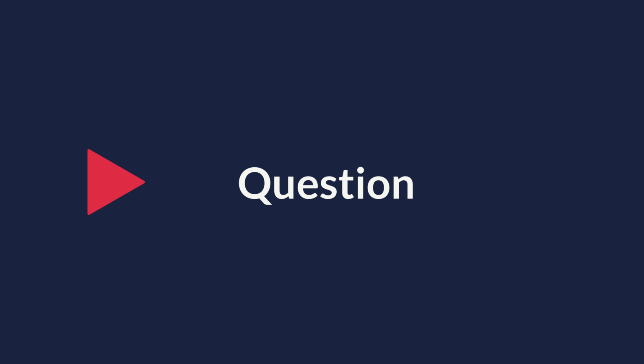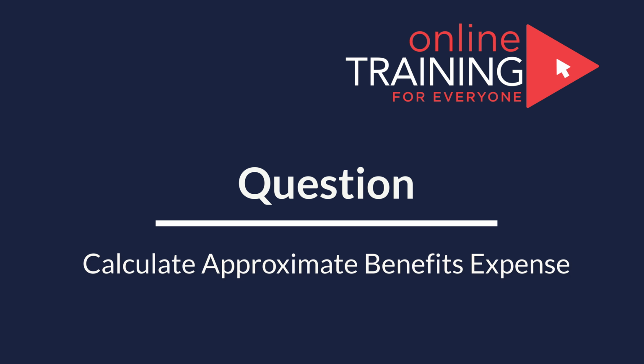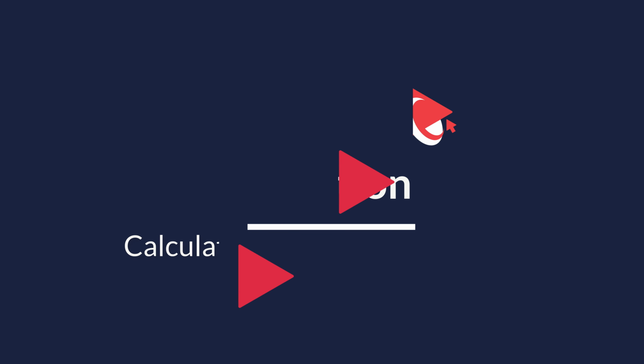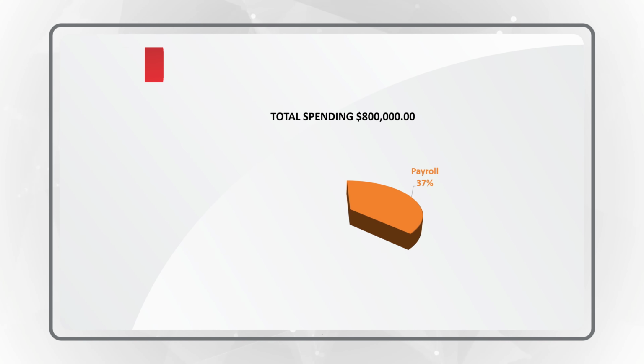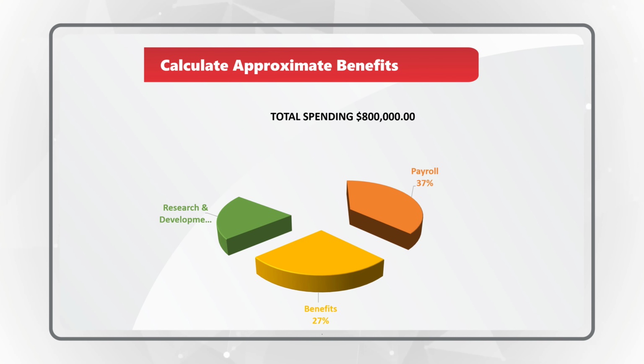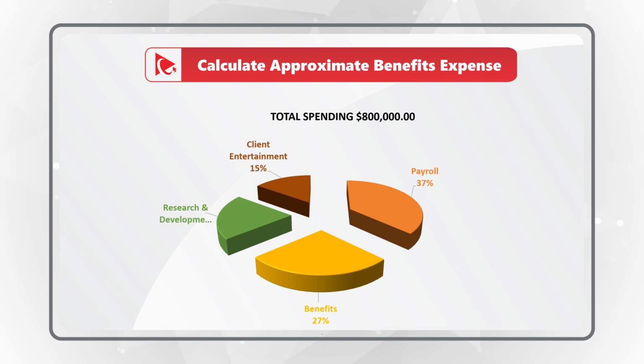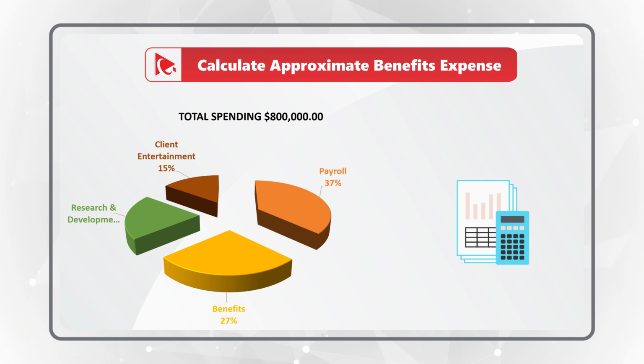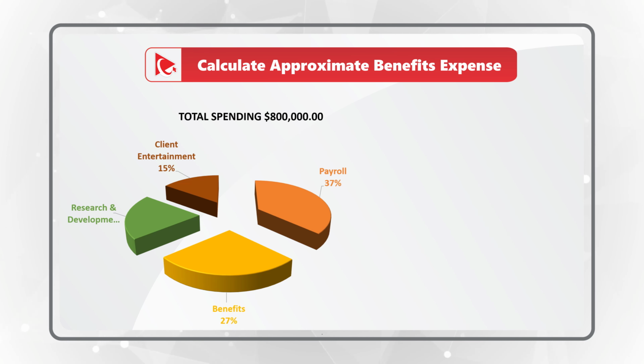Here's an amazing question with an unusual twist, which tests your knowledge of the pie charts. You're presented with total spending for the organization, and you need to calculate approximate benefits expense. In addition to benefits expense, you see payroll expense, research and development expense, as well as client entertainment. And your final selection is within one of four possible choices.